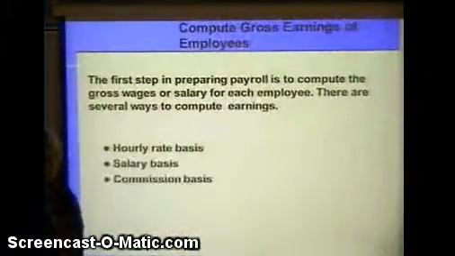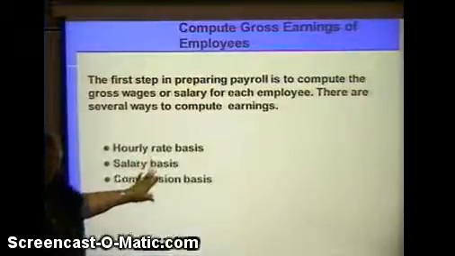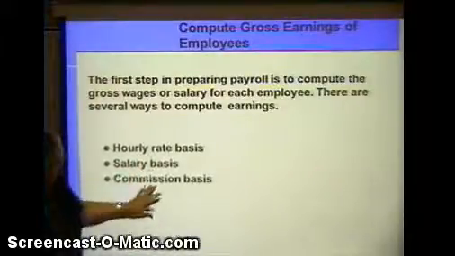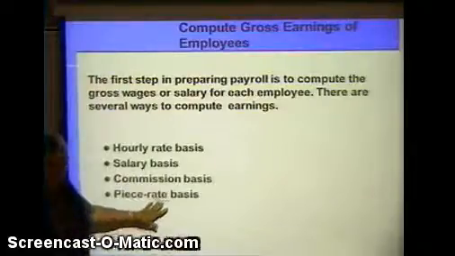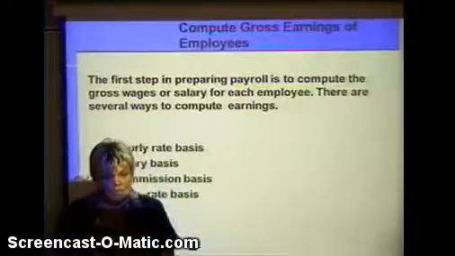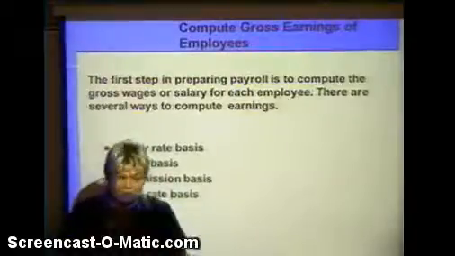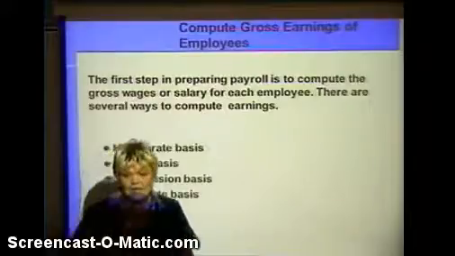First step is to determine how these people are paid. Some people are paid hourly. Some people are on salaries, and some by commission. And some by the piece rate. In other words, they're paid for how much they actually produce. How many widgets they make in a day, right? You get paid like a shirt factory.